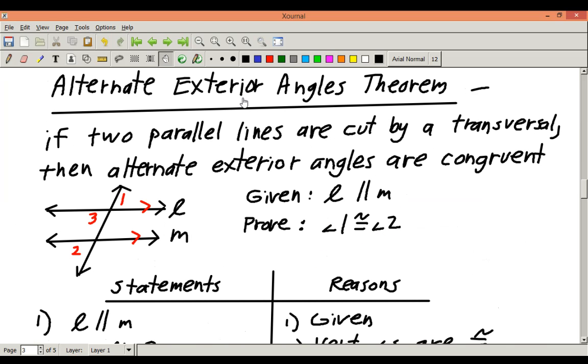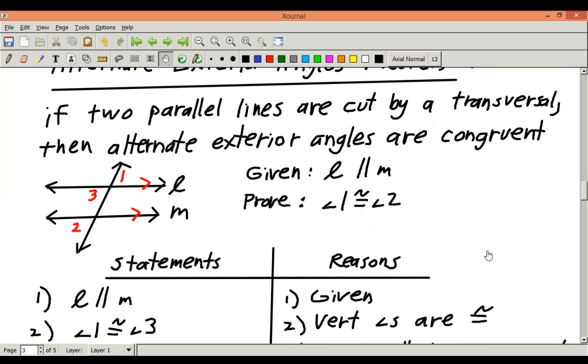Now we have the alternate exterior angles theorem. So this one reads almost identically to the one we just had. If two parallel lines are cut by a transversal, then alternate exterior angles are congruent. So you see my diagram, line L is parallel to line M. That's given. That's part of your hypothesis. And you're trying to prove the conclusion that those alternate exterior angles there, 1 and 2, are congruent. Okay, well, let's take a look at the proof of that.